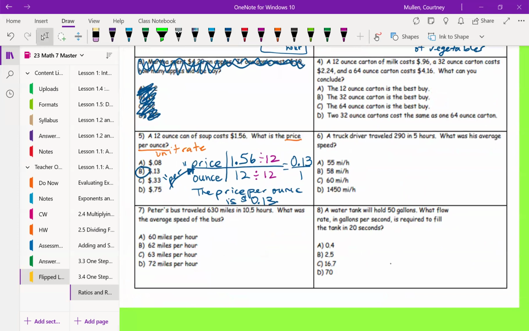You try number 6. A truck driver traveled 290, that should say miles. So go ahead and add that in there. Miles in 5 hours. What was his average speed? Was average speed one of those questions that's asking us still to find the unit rate? It is. Take a look up at the top. Set that up and solve it.